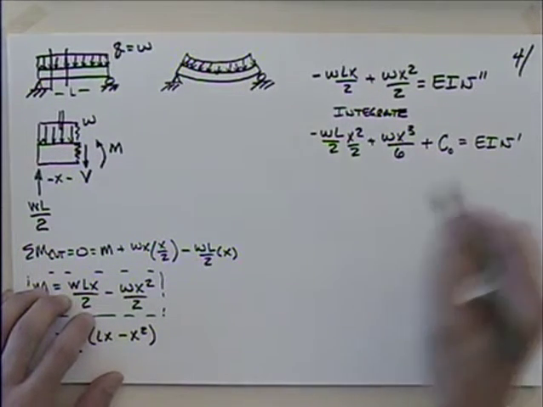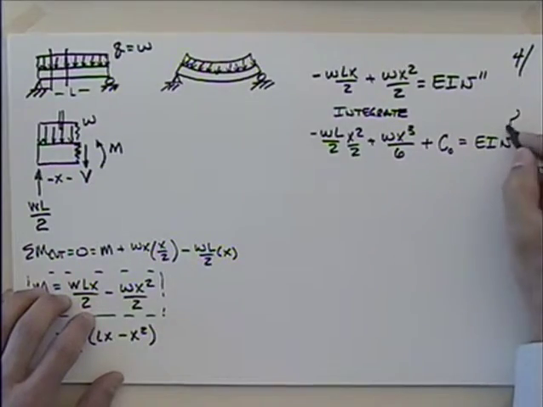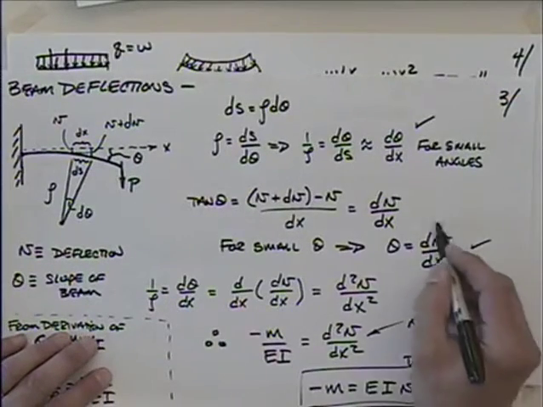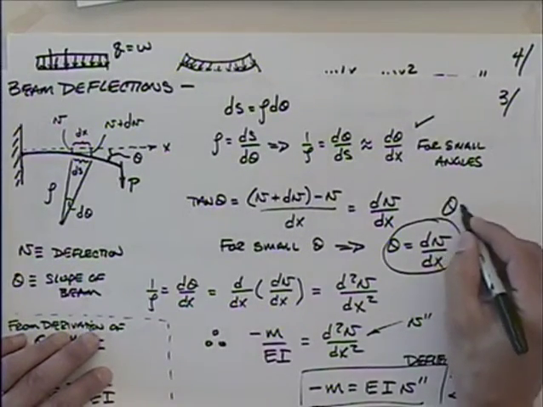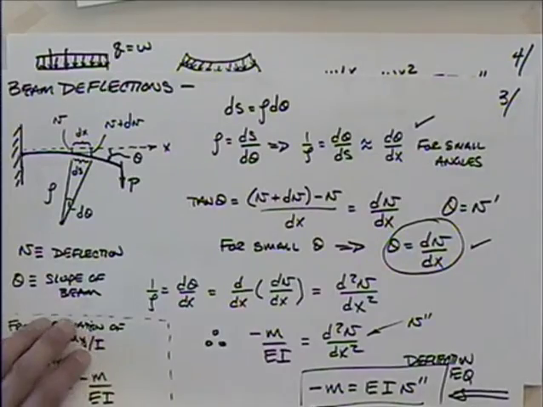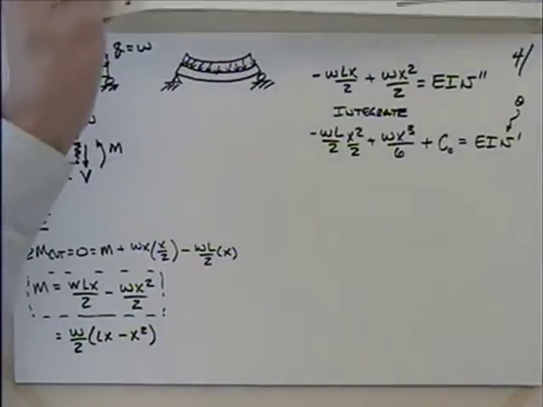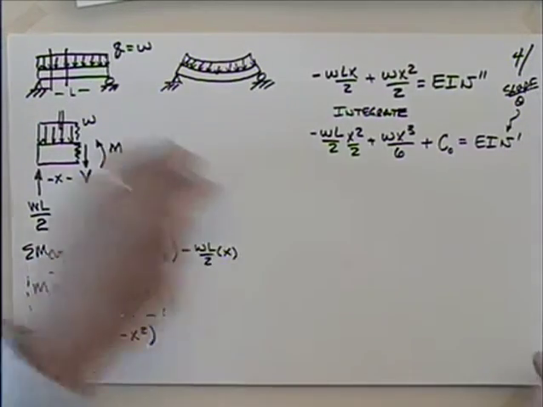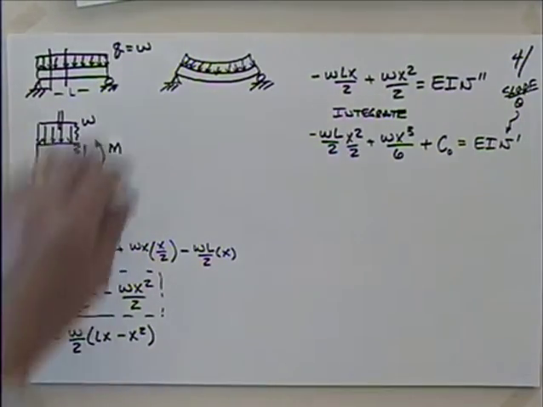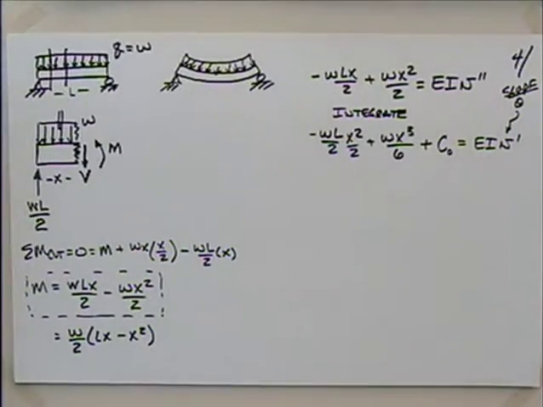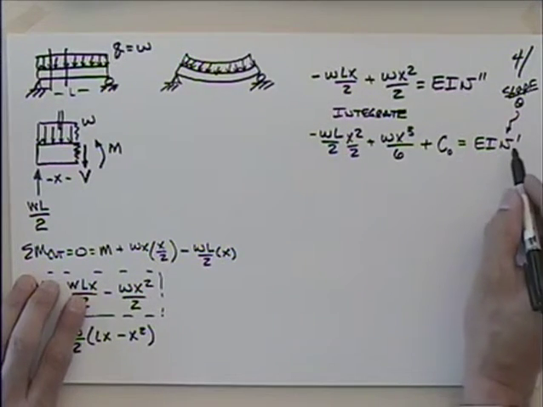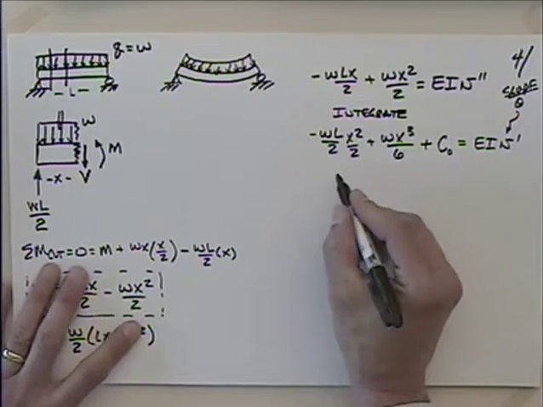What's v prime? That's actually theta, isn't it? I mean, if we go back to here, theta is dv dx. So theta is equal to v prime, isn't it? So this is actually the slope. That's going to be important when we start trying to think about boundary conditions. If someone asks us questions about the slope of the beam, it's going to be important to recognize that v prime is theta, which is the slope. Having recognized that, I'm looking for the deflection, so let me integrate again.